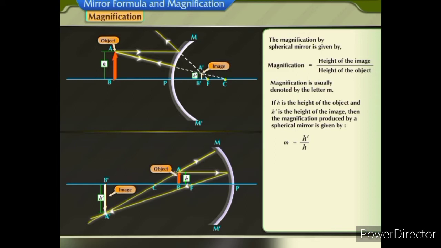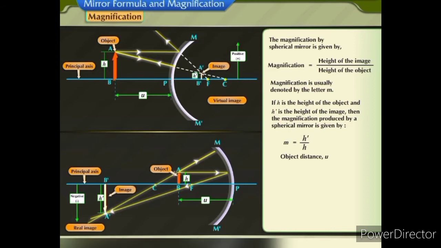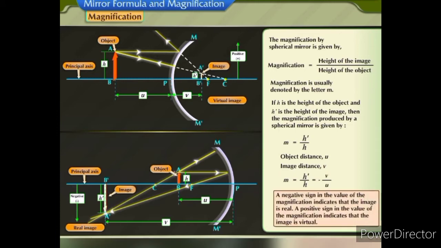The object is usually placed above the principal axis, hence its height is taken to be positive. The height of the image should be taken as positive for virtual images and negative for real images. The magnification M is also related to the object distance U and image distance V. It can be expressed as M is equal to H dash divided by H equal to negative V divided by U. A negative sign in the value of the magnification indicates that the image is real. A positive sign in the value of the magnification indicates that the image is virtual.